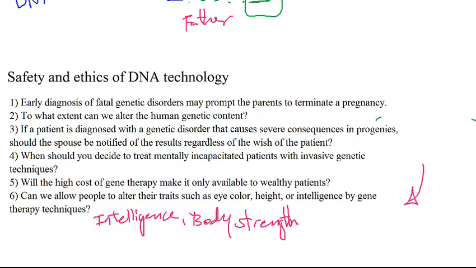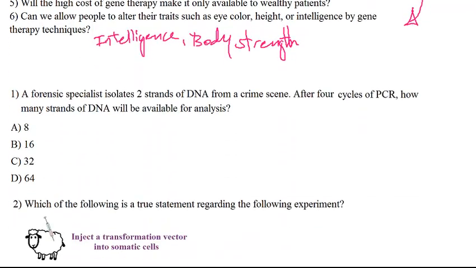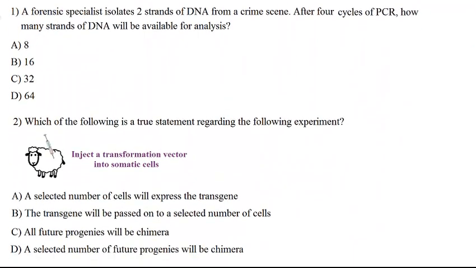So now let's move on with some practice questions. So the first question is, a forensic specialist isolates 2 strands of DNA from a crime scene. After 4 cycles of PCR, how many strands of DNA will be available for analysis? And then the second question is, which of the following is a true statement regarding the following experiment? So go ahead, pause the video. Once you feel you're ready, you can run it and we'll go through the answers.